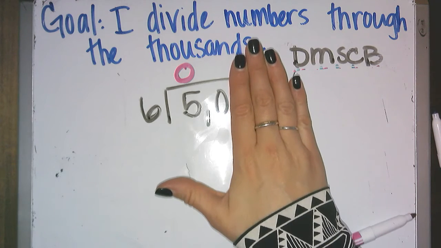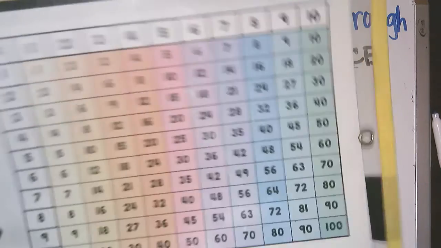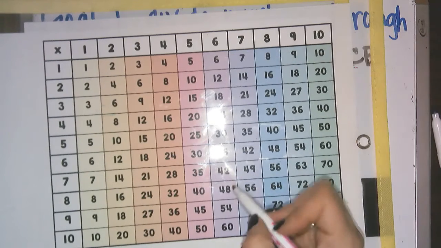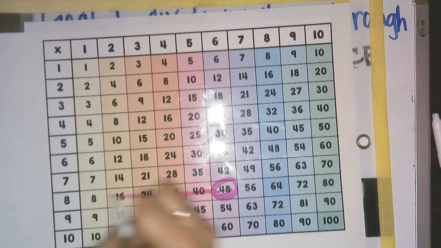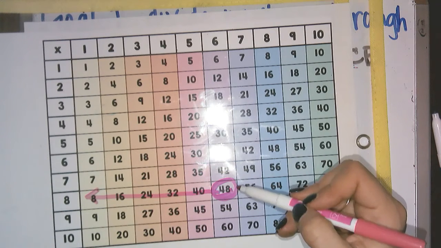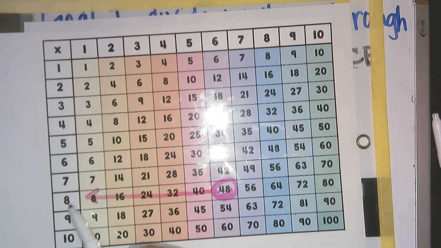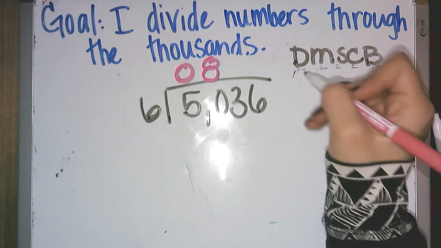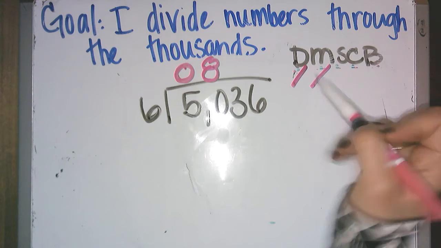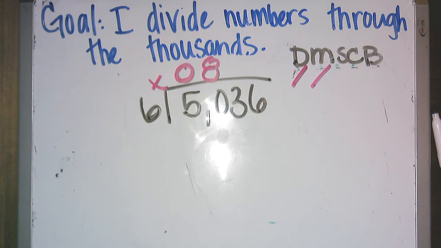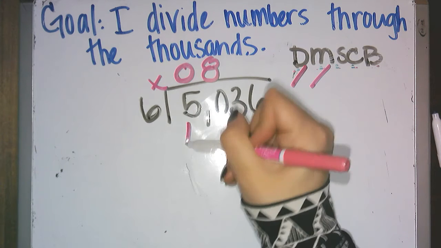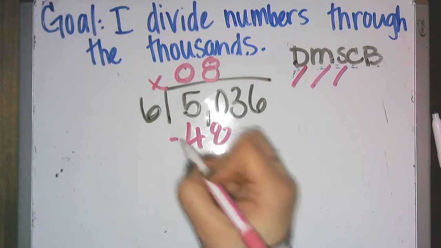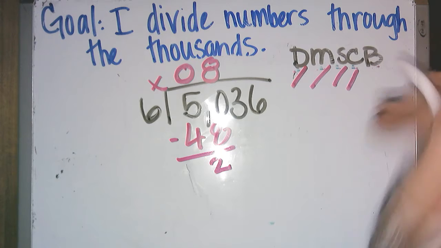So I have 50 divided by 6. Now, again, I'm going to look in my 6 column for the number closest to 50 without going over. And I see that it's right here. And that is 8 times. So 50 divided by 6 is, I can make 8 groups. So I'm going to put an 8 up top. So I divided. Now I need to multiply. 8 times 6. And 8 times 6 is 48. I must subtract. 50 minus 48 is 2. Check.